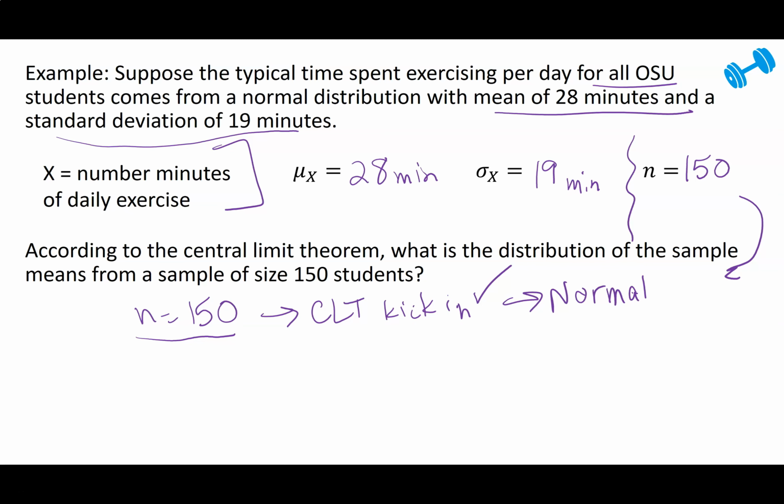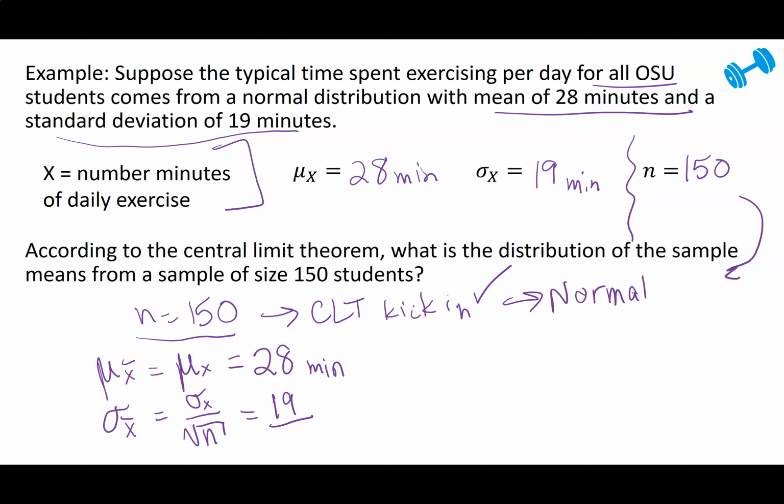To calculate, mu of x bar is just equal to the mean of the population, which we already have, so that's 28 minutes. This slightly trickier one, sigma of x bar, is just sigma of x over the square root of the sample size. So that's 19 minutes divided by the square root of 150. Because I cannot do this math in my head, I get something like 1.55 minutes.